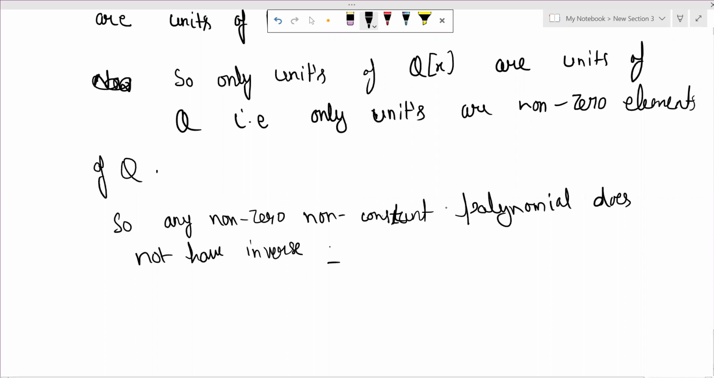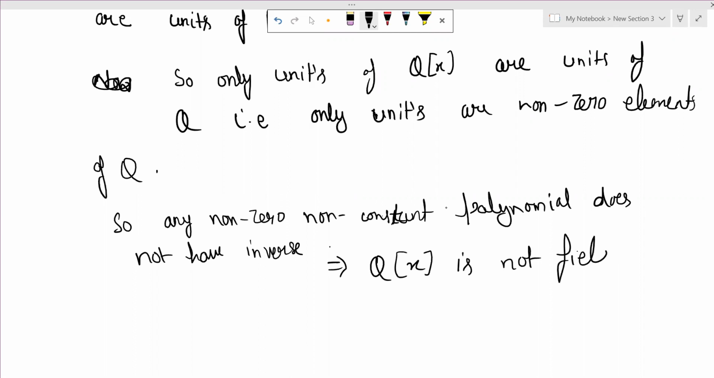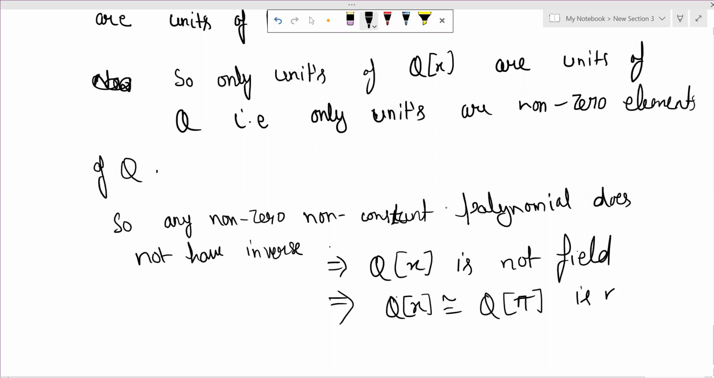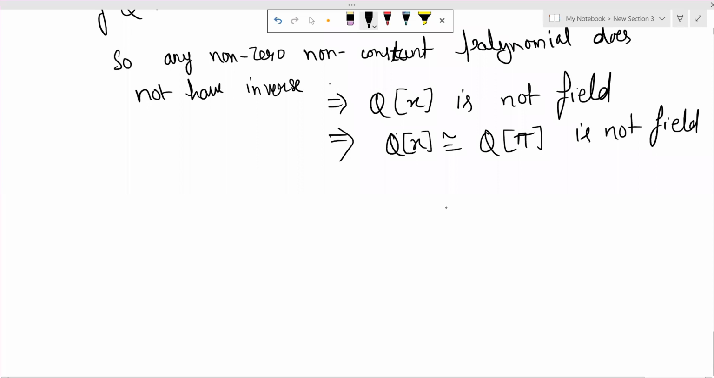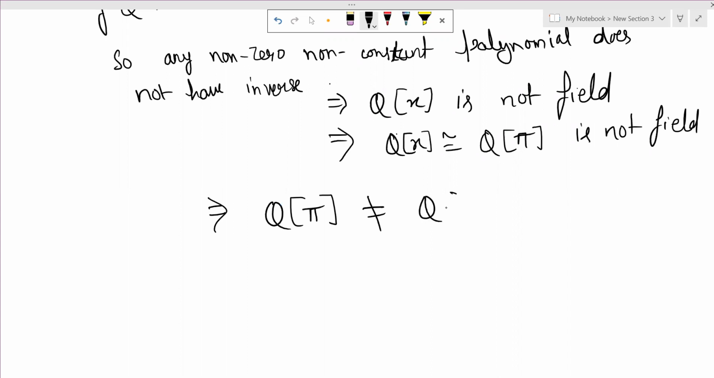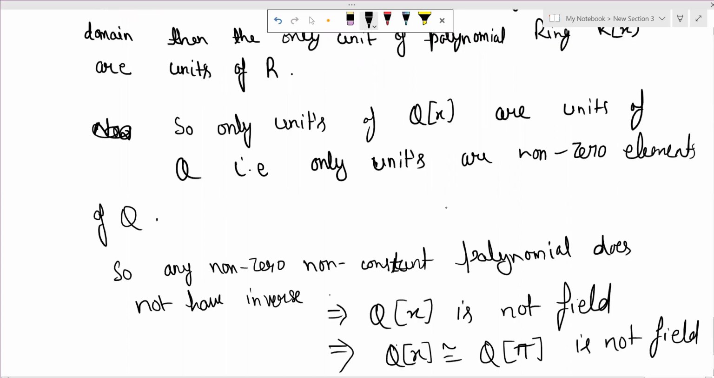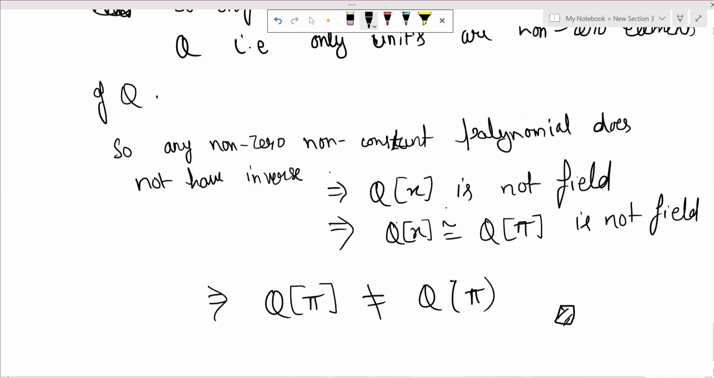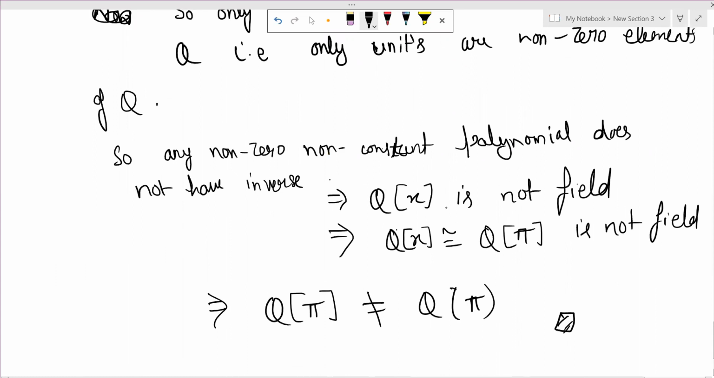This implies Q[x] is not a field. This implies Q[x], isomorphic to Q[pi], is not a field. This implies Q[pi] is not equal to Q(pi). So is this clear or not? One is a field, the other one is not a field, therefore they cannot be equal.